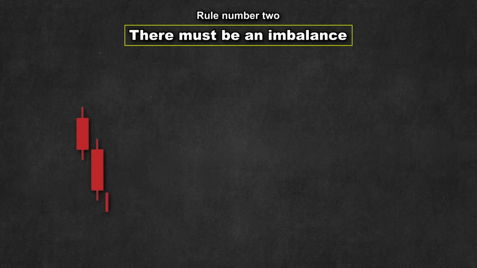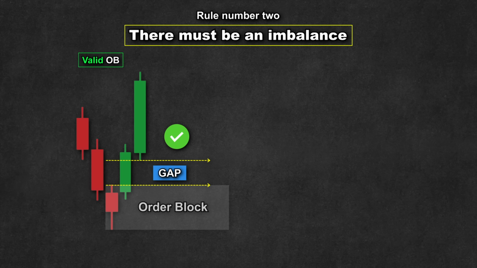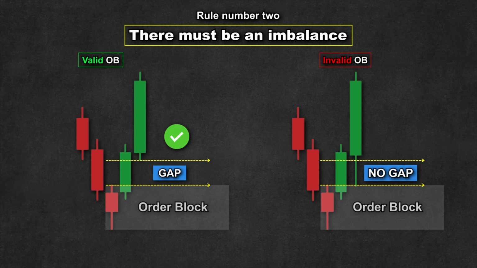Simple as that. Rule number 2, there must be an imbalance. Price needs to leave a gap behind, an inefficiency in the zone where the order block forms. Look at the candles that follow the potential order block. If their wicks overlap and there's no clean space between them, you don't have an imbalance. And without an imbalance, the order block is invalid.